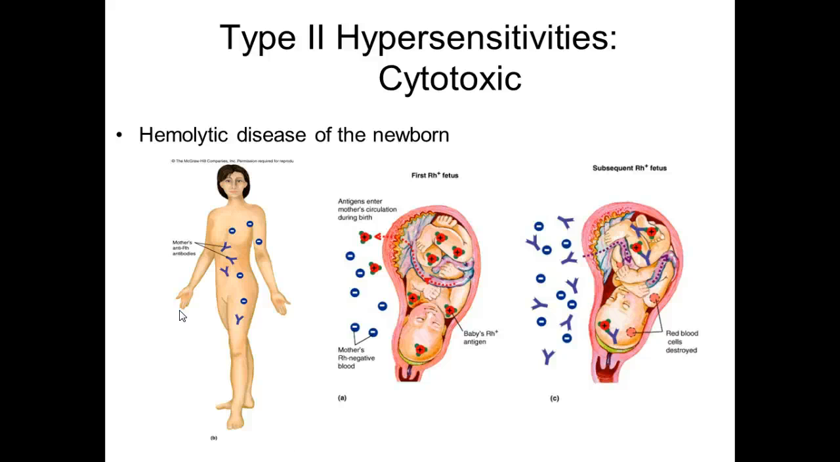And then in baby, they attach to baby's red blood cells. And then what's going to happen? You can activate complement, right? And the MAC complex and inflammation, and we lyse these red blood cells, and the natural killer cells can kill these cells, right? So hemolytic, referring to destruction of the red blood cells, right? So we understand the process, right?